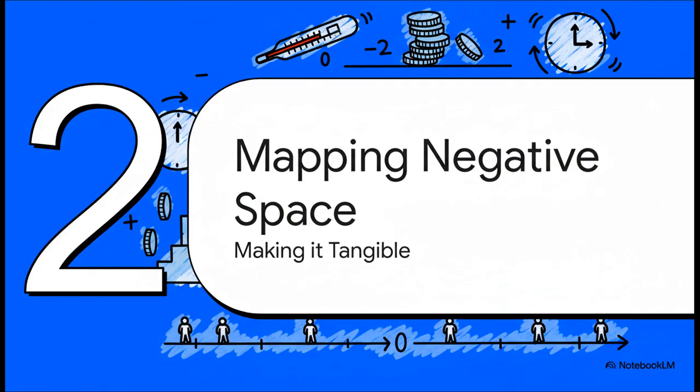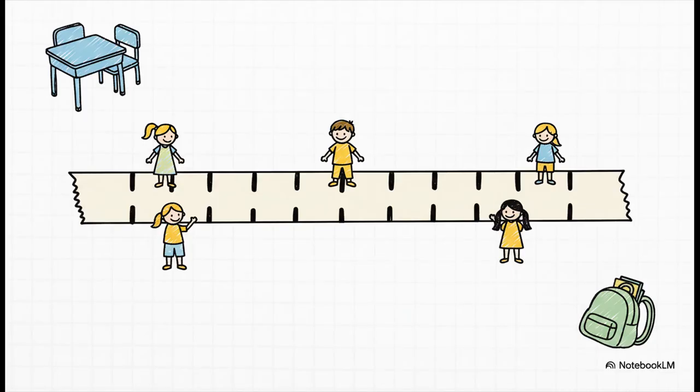But how do you make that space feel real? This is where the lesson gets truly brilliant. It gets kids out of their heads and literally onto their feet, turning an abstract idea into a physical place. That's right, I'm talking about a giant number line made out of masking tape right there on the classroom floor. Students don't just look at the numbers anymore, they physically stand on them. They become the number line. It makes the math an active, physical experience.